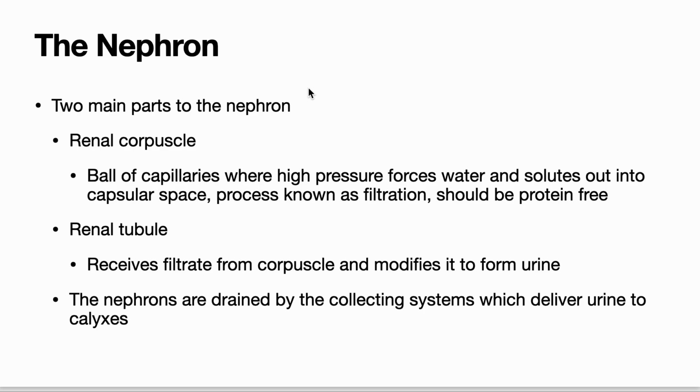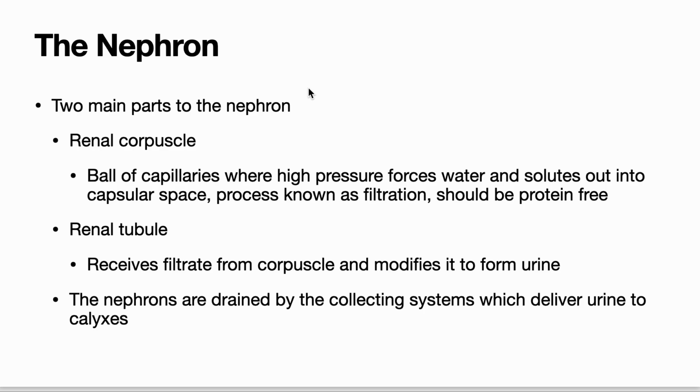But it's the ball of capillaries where we have a very high pressure due to the afferent arteriole that comes in being larger than the efferent arteriole which leaves. So it creates a bottleneck which increases pressure inside that ball of capillaries. And that high pressure is really important to forcing water and solutes out of the blood and into the capsular space through the fenestrated capillaries of the glomerulus. And that's the process of filtration, which happens only in the glomerulus or the renal corpuscle.